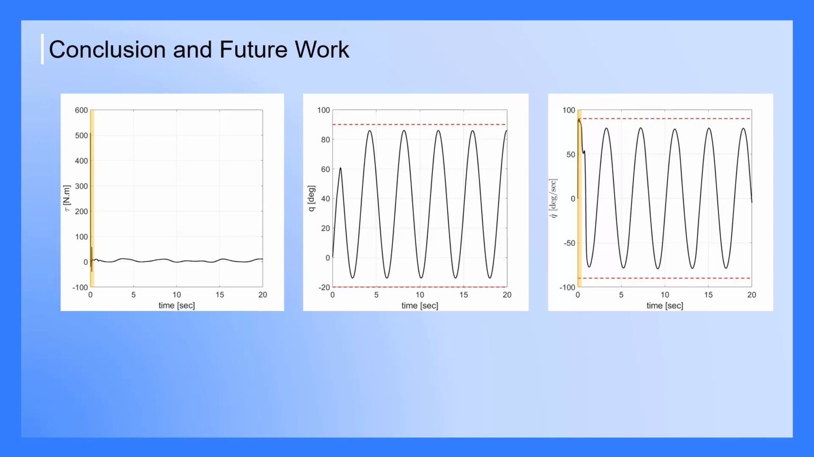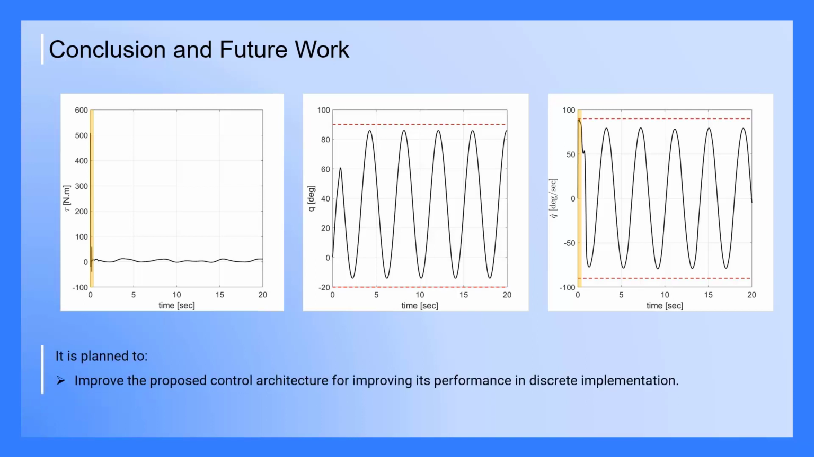In fact, these spikes are the results of the discrete implementation of the controller. We could reduce these effects by using higher frequency implementation. However, in the real world, the controller frequency is limited by the hardware limitations. So, as our future work, we plan to improve the performance of our proposed controller in discrete implementation.